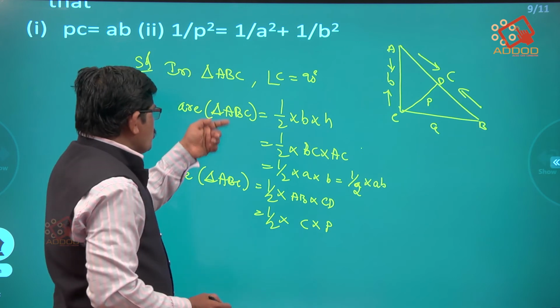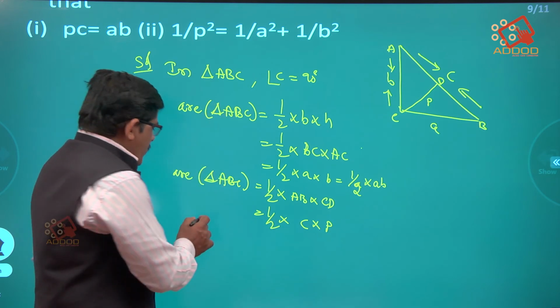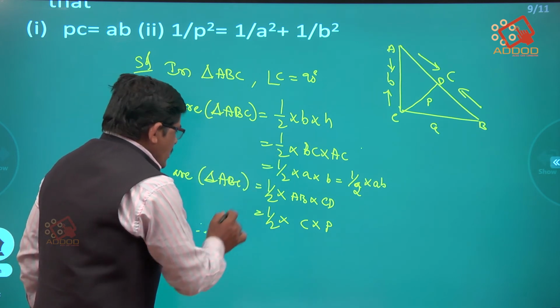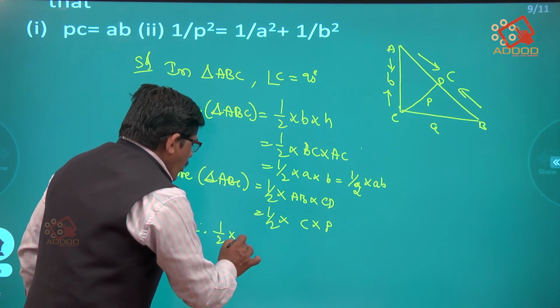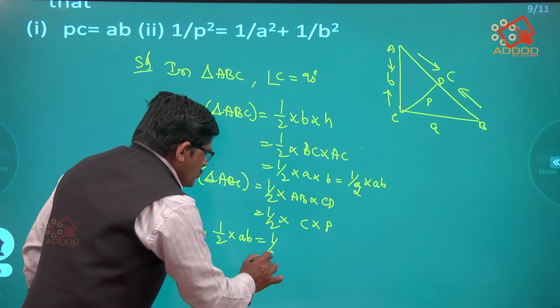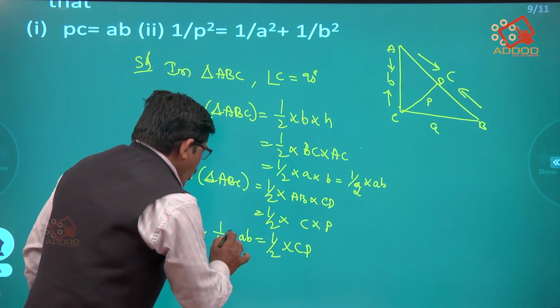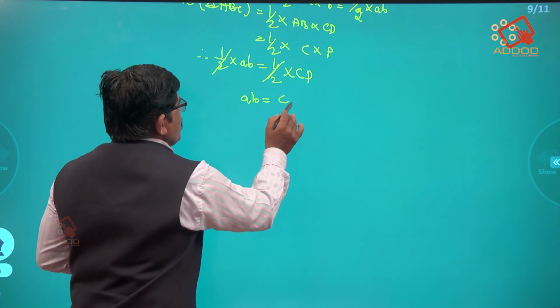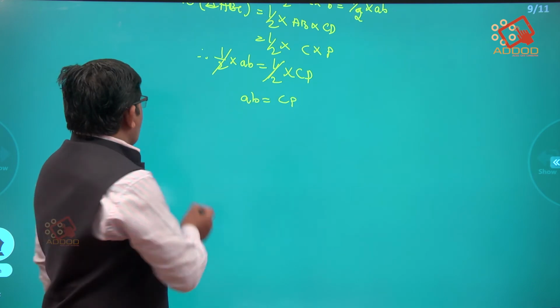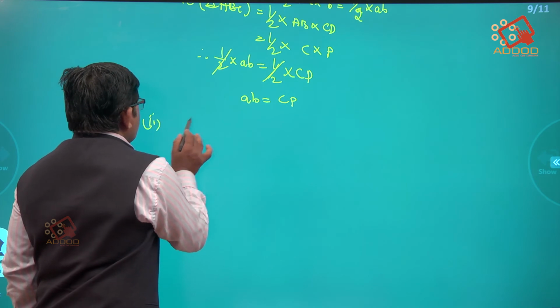Here, those two triangles' areas are equal, therefore comparing the two areas, half into AB is equal to half into CP. The halves cancel, so AB is equal to CP. Next, another condition to prove. What is the condition to prove?